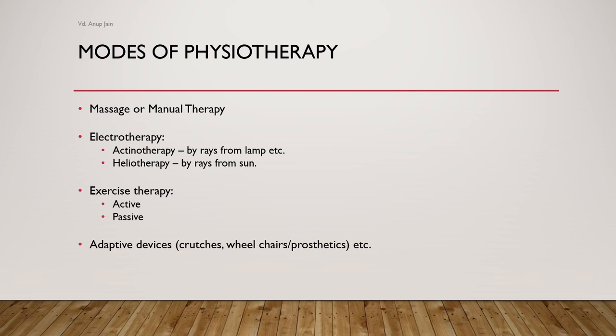Exercise therapy helps in accelerating patient's recovery from injuries and diseases which have altered his normal way of living by repeated muscular activity in range, strength, and duration, and it can be of active and passive types. Adaptive devices are also often prescribed, such as crutches, wheelchairs, prosthetics, or various belts to give support to that particular body part.